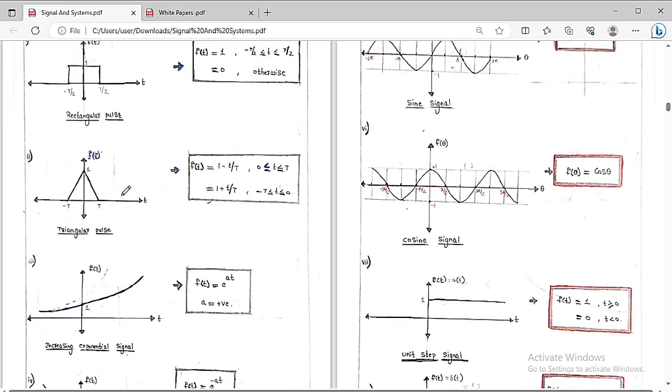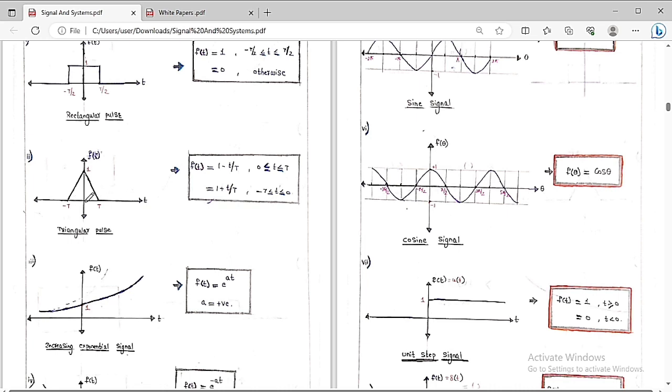Now let's go to another signal, which is a triangular pulse. So this is the triangular pulse, as you can see clearly here. At t = 0, its value is equal to 1. If you go from t lying from 0 to capital T, the magnitude decreases, and finally at t = T its value is equal to 0. Afterwards its value is equal to 0.